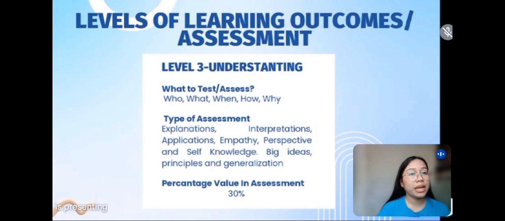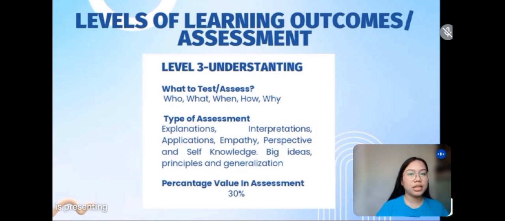The type of assessment for that level is explanation, interpretation, application, empathy, perspective, and self-knowledge, big ideas, principles, and generalization. The percentage value in this assessment is 30%. Each level corresponds to progressively deeper thinking skills, moving from knowledge acquisition to applying and synthesizing ideas in more complex ways. So that is all three levels of learning outcomes assessment: the knowledge, the process skills, and the understanding.